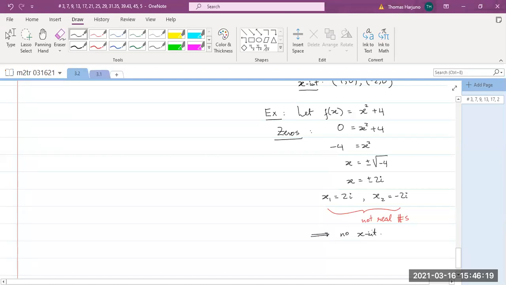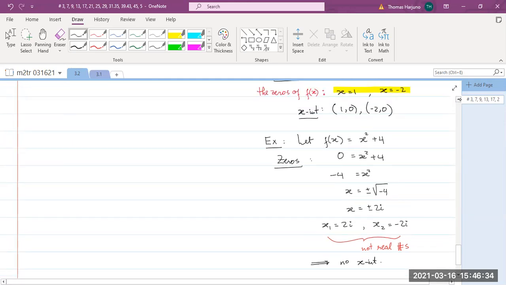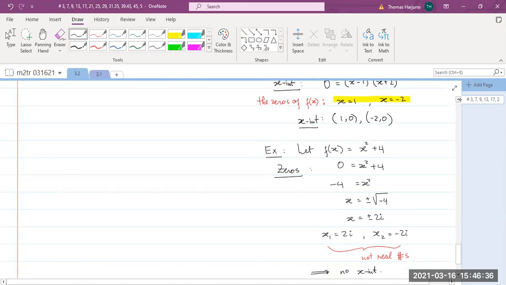So from here, you see that not all zeros translate into x-intercepts. So never think that zeros are the same as x-intercepts. No, they are not. Zeros are numbers, maybe complex numbers, such that f(x) equals 0.